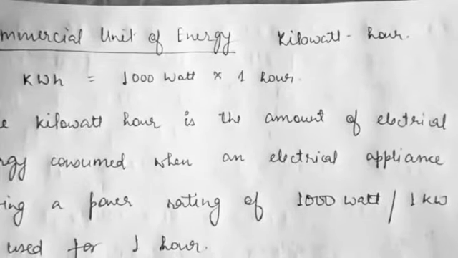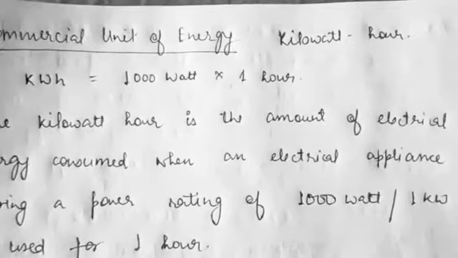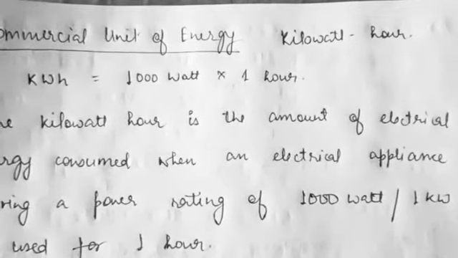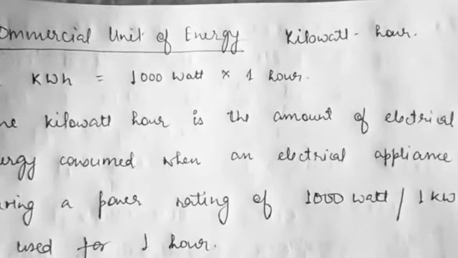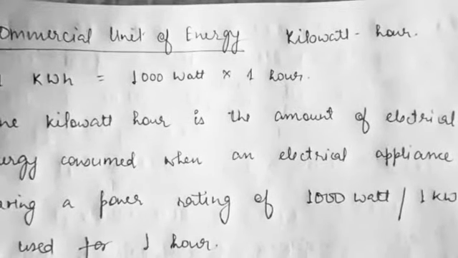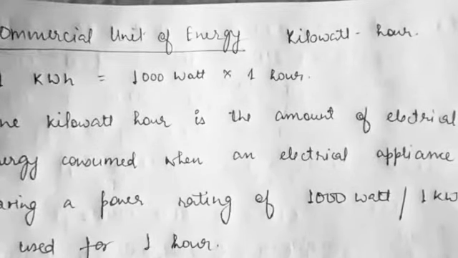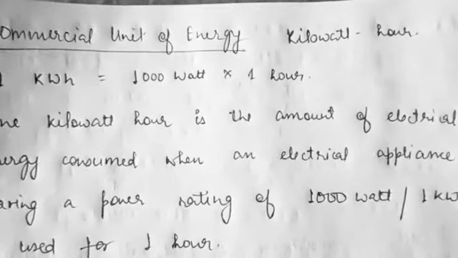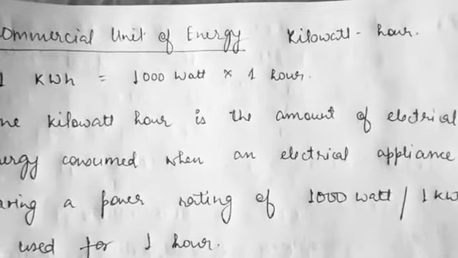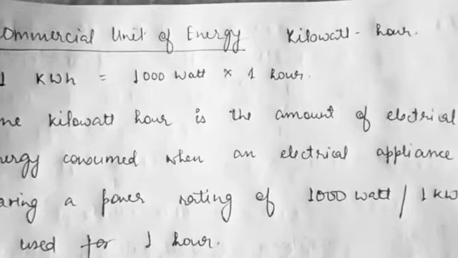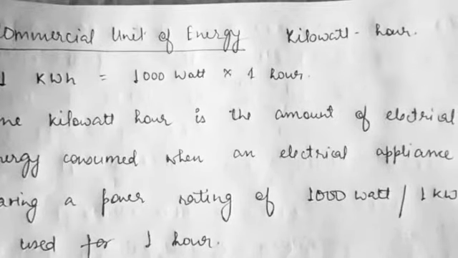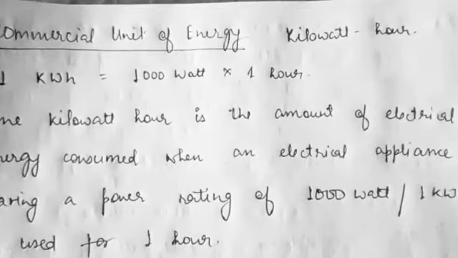If we talk about the commercial unit of energy, we know that watt second, or you can say watt hour, is a very small unit, because we use various equipment in our homes whose ratings are quite high, for example refrigerators, ACs, geysers, etc. So if we go on calculating the energy in joule, it will be quite hectic. So what we do is we take a standard unit, and the unit here is 1 kilowatt hour, which is nothing but 1 unit.